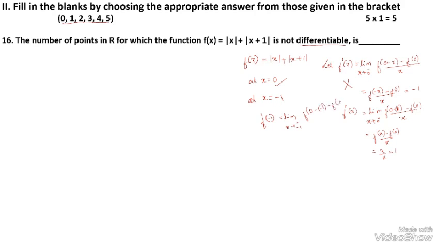f of 1. Simply I can take 1. The value becomes again 1 by 1, I can take 1. For the right hand limit, f dash of minus 1, I can take limit x tends to minus 1 plus of f of 0 minus 1 minus f of 1 divided by 1. I can get minus 1. Here the left hand limit will be 1, the right hand limit minus 1.